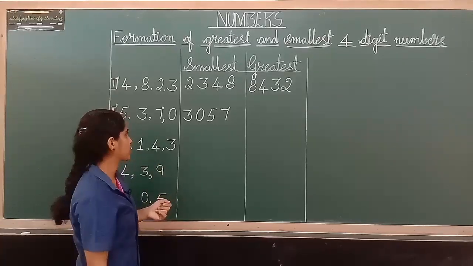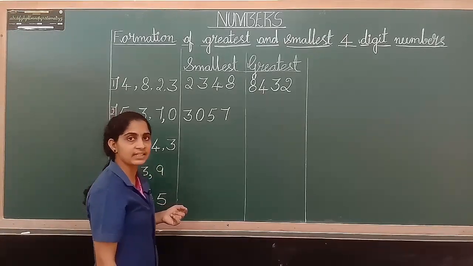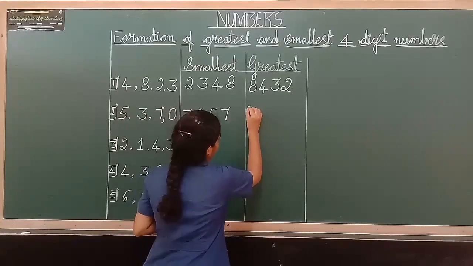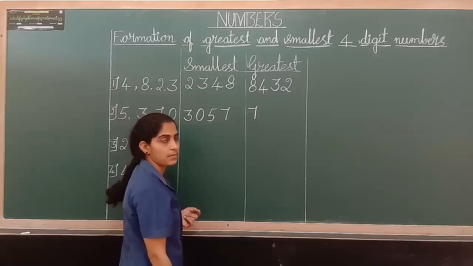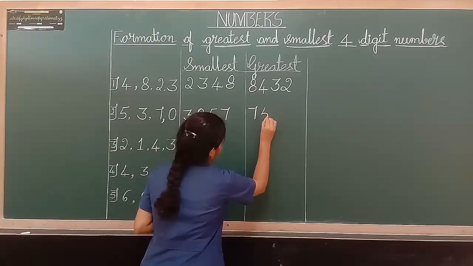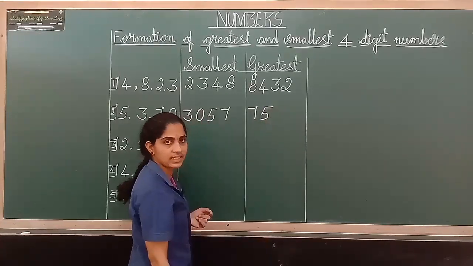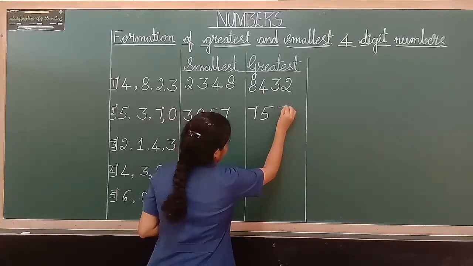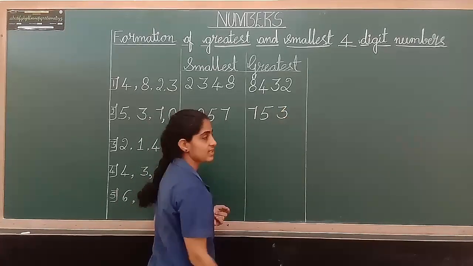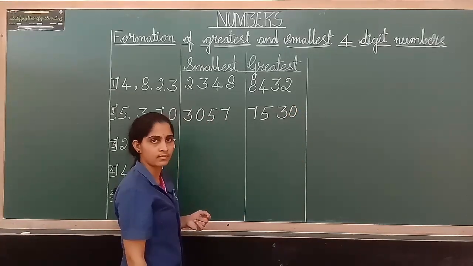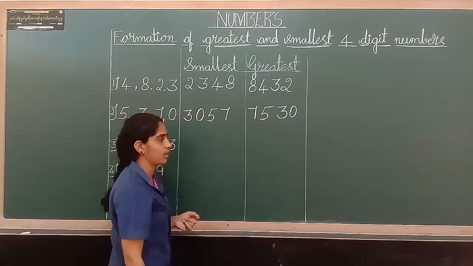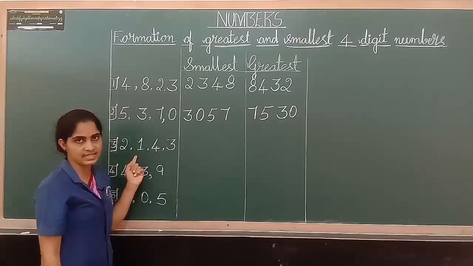Let us arrange. Which digit is the greater digit? Very good. 7 is greater. Next, which digit comes? 5. And the next smaller digit is 3. And the last one is 0. Is it clear? Okay. Let's move to the third example.